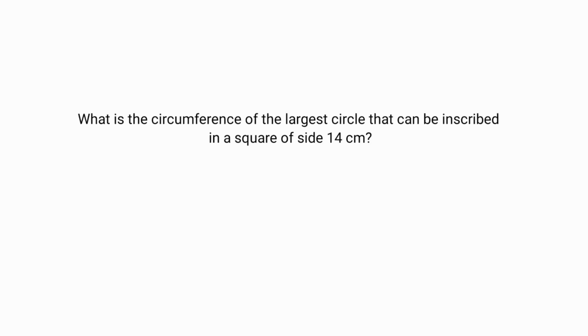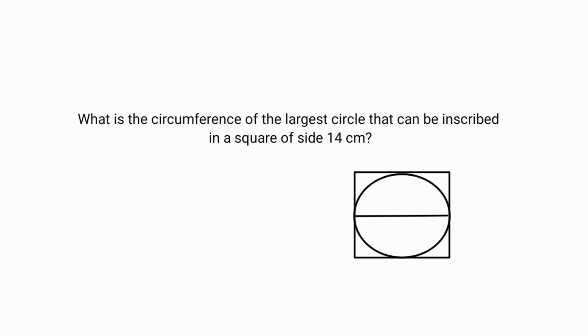What is the circumference of the largest circle that can be inscribed in a square of side 14 centimeter? Here we have a square and a circle inscribed in it, and we are asked to find out the circumference of the largest circle that can be inscribed in it. Remember one thing, the largest circle that can be inscribed in a square will touch all the sides of the square. So its diameter will be equal to the side of the square. So here the diameter will be 14, so the radius will be half of it, that is 14 by 2, which is equal to 7 centimeter.